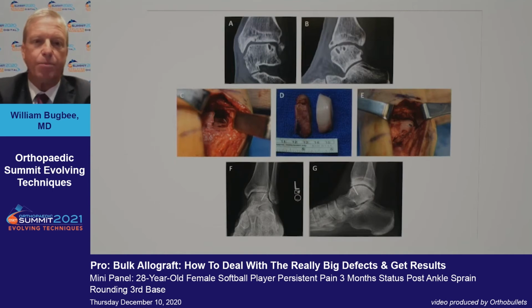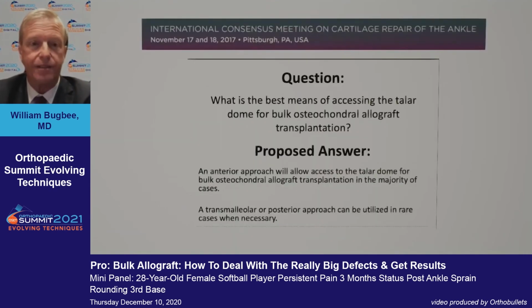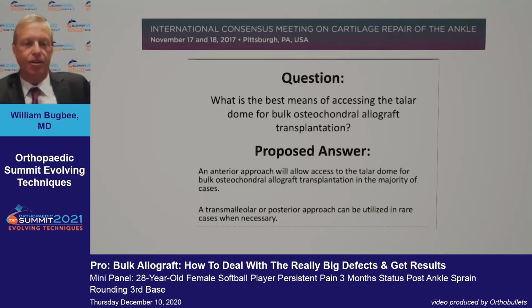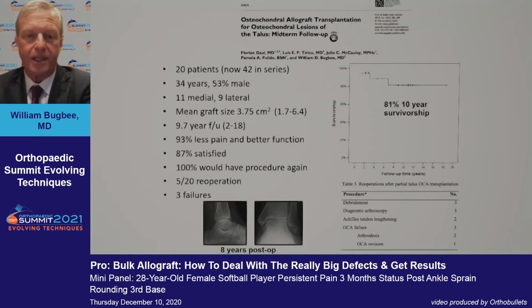Here's a typical example of what we might do: a large cystic lesion, resect the shoulder, match it, and then place it with one screw. And it's technically fairly straightforward as long as you don't ruin the graft. So this technique has been supported by the findings of the International Consensus Meeting on Cartilage Repair of the Ankle, and Dr. Ferkel's been instrumental in that, and they agree with this technique and approach of using an anterior approach for bulk allografts. So not too many people do this.